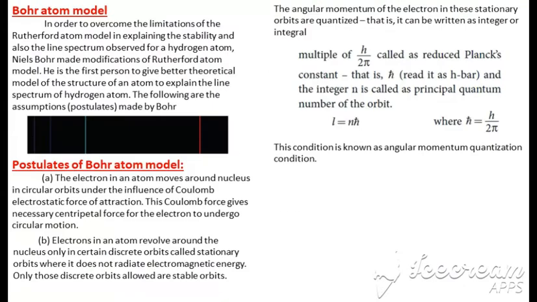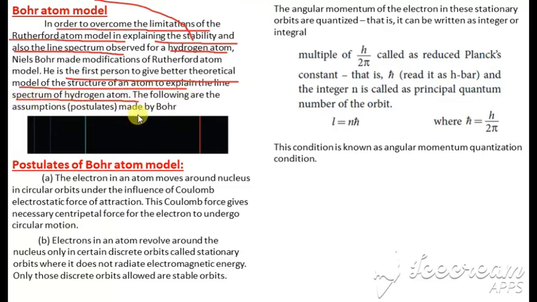Next we have the Bohr atom model. In order to overcome the limitations of the Rutherford atom model in giving stability and also the line spectrum, Bohr gave the explanation about the hydrogen atom. He is the first person to give the theoretical model and the structure of the atom to explain the spectrum of the hydrogen atom.